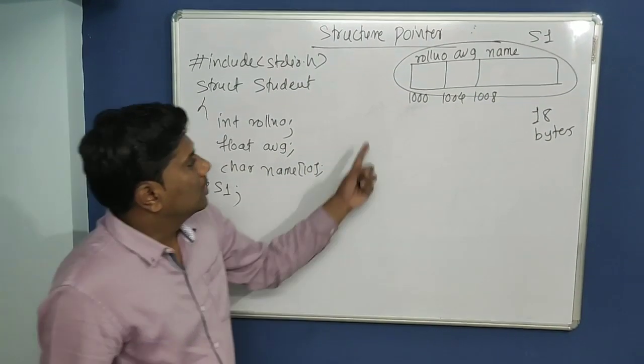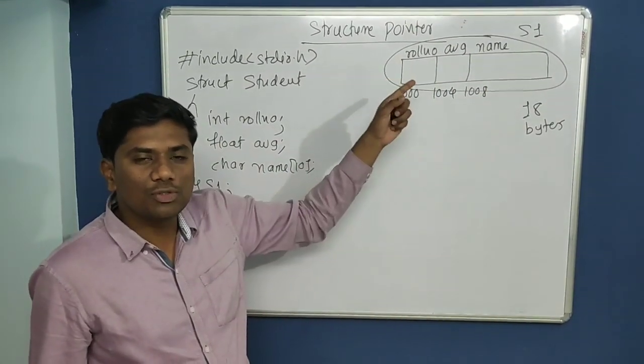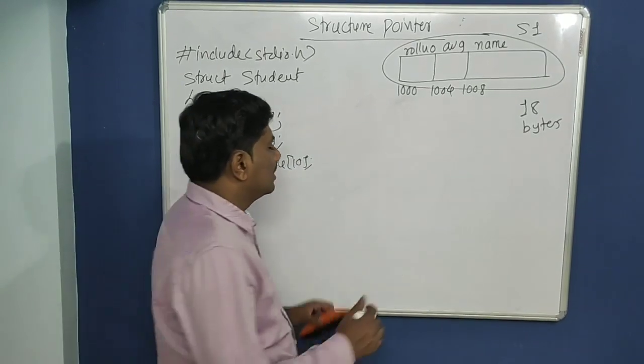Getting? So see, the base address of this S1, or address of S1, is 1000. Getting? We have already seen that.